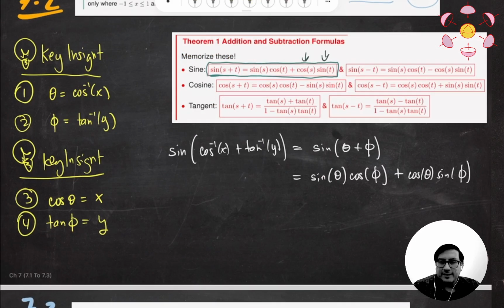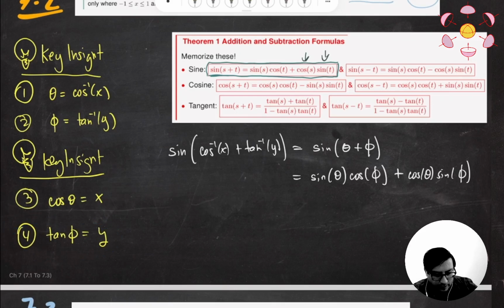What's our next key insight? So that's getting us in the right direction. The next key insight is we are actually going to write this as fractions. So we are going to write this as x divided by 1 and y divided by 1. Now it seems like a silly thing to do since that's the same thing, but you'll see why in just a second.